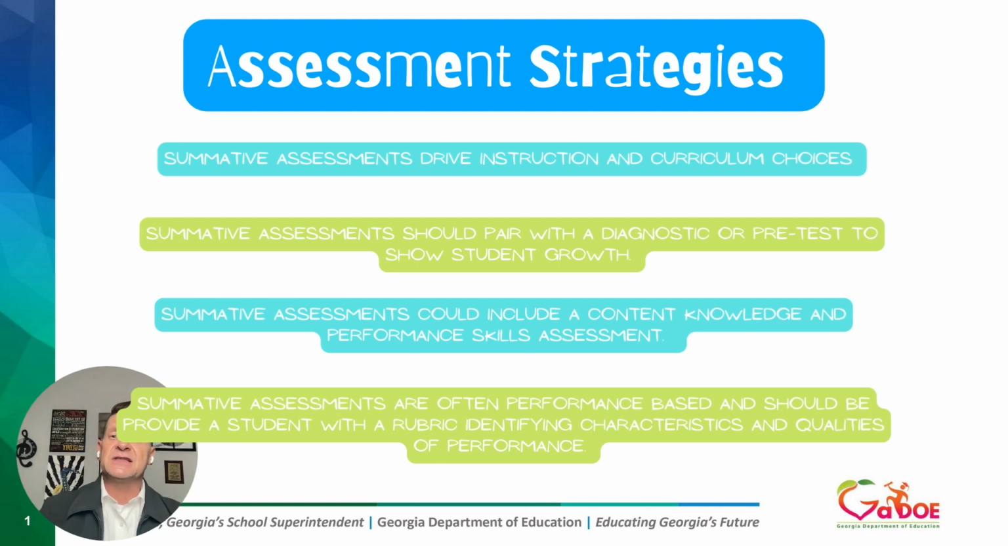And finally, summative assessments are often performance-based and should provide the student with a rubric identifying characteristics and qualities of performance. And I think that we are all familiar with the rubric. Rubrics divide performance into usually 4 categories at the elementary level and sometimes 4 or 5 at the middle school level. Those categories generally fall with does not meet, developing, meets, or exceeds the standards.